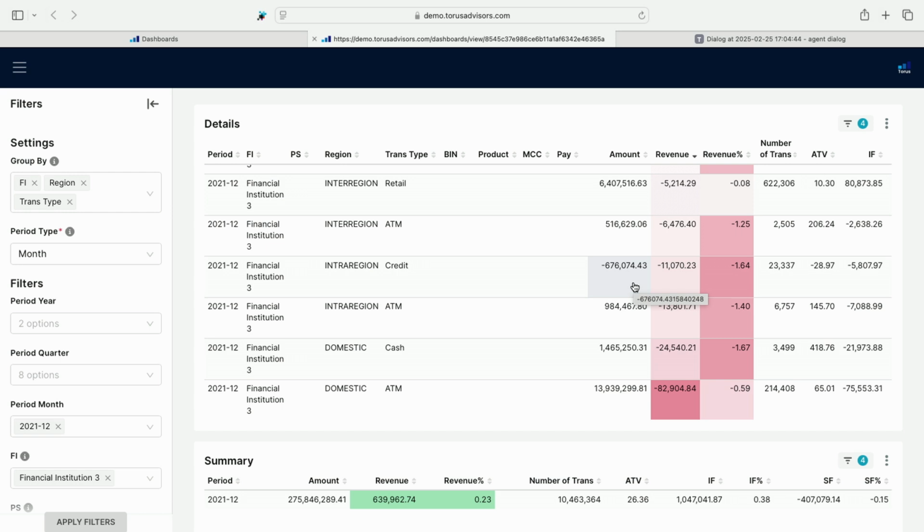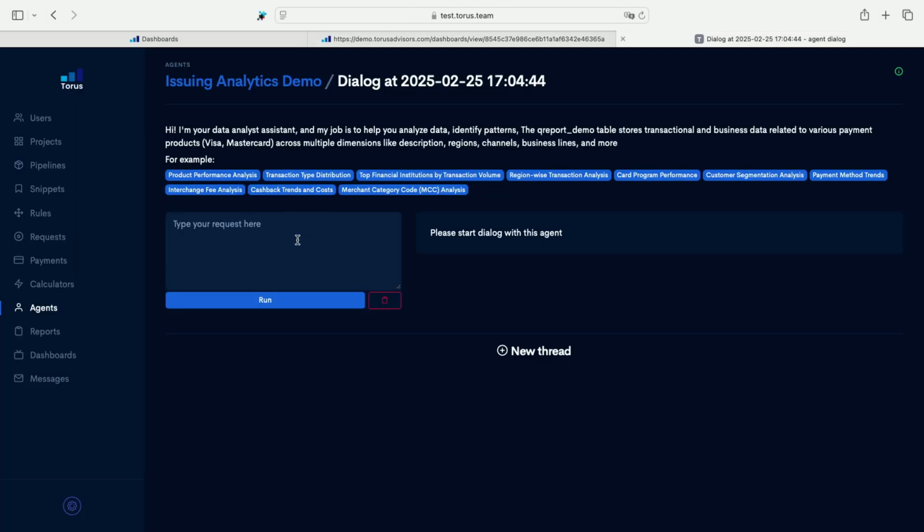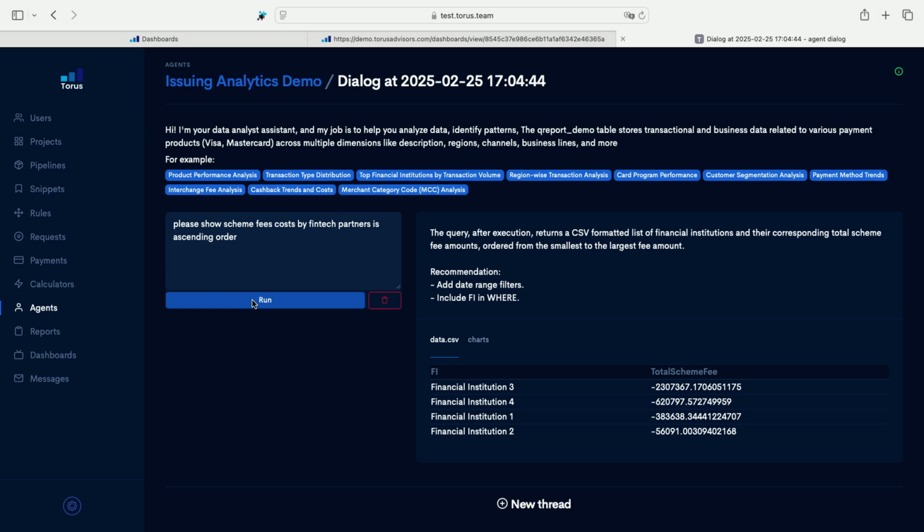So now let's imagine I'm a financial department manager or BaaS product owner, and I just don't like dashboards at all. So now there is also the ability to talk to Torus using our freshly baked agentic AI interface. So we can ask some questions to the system, like for example, please show me the scheme fees costs by fintech partners and do it in ascending order. And then some sorting requests. It's creating a SQL query which is then optimized and then run through a database. We have the outputs here.